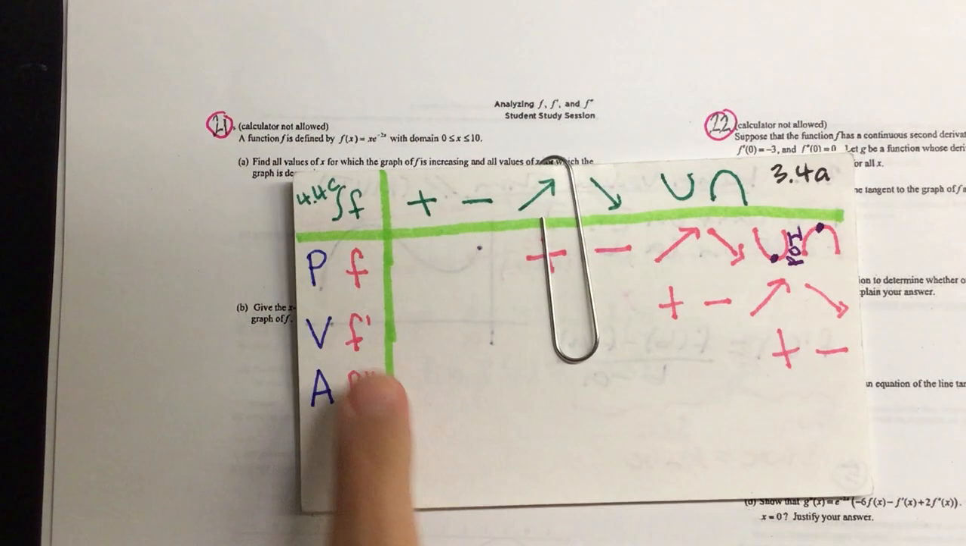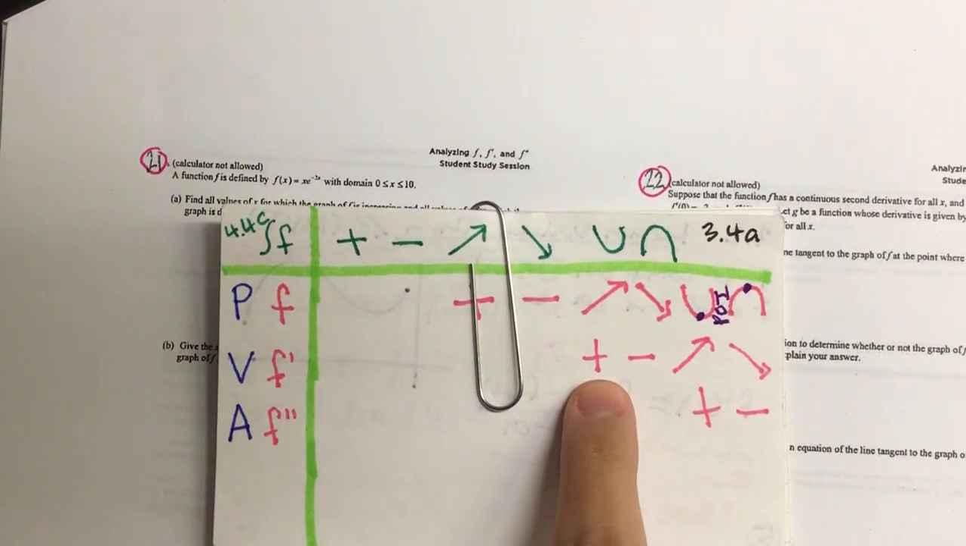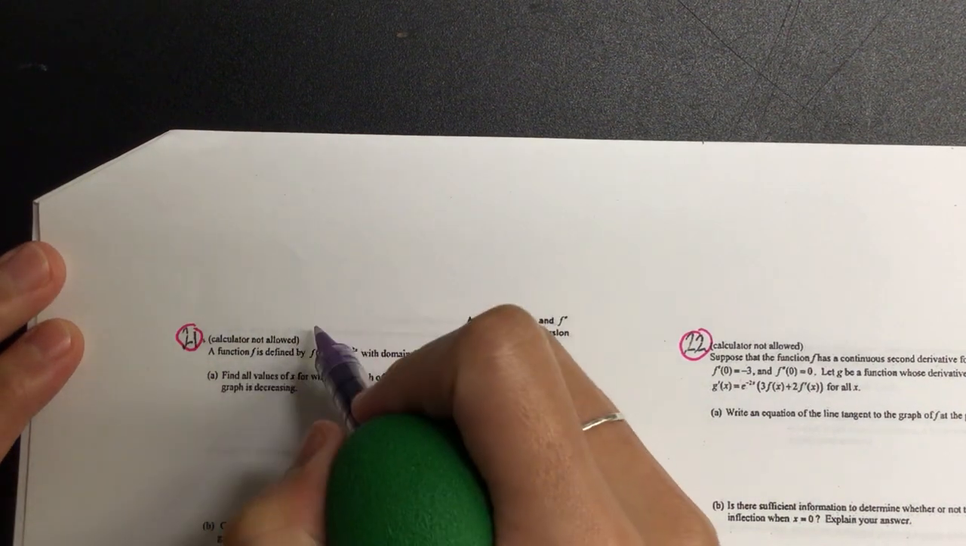Find all values of x for which the graph of f is increasing and all values of x for which the graph is decreasing. To see if the graph is increasing or decreasing has to do with the first derivative. If the first derivative is positive, it's increasing, right? If it's negative, it's going to be decreasing. What rule are we going to use according to the given information?